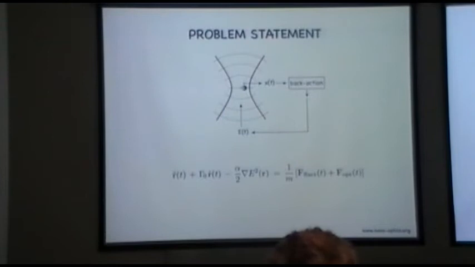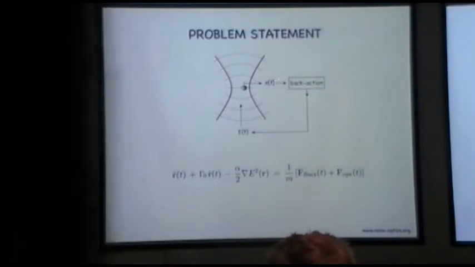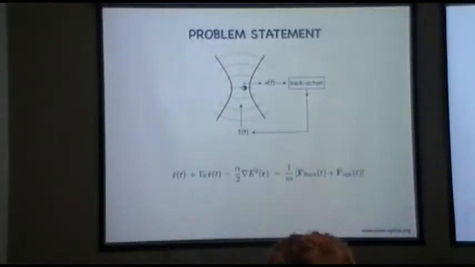So this is a problem statement. It's actually pretty simple. Here is this little marble, our nanoparticle in the laser focus. We observe it with a detector. Then we have some control electronics. And we act back here on the laser field in order to keep this particle in the center.